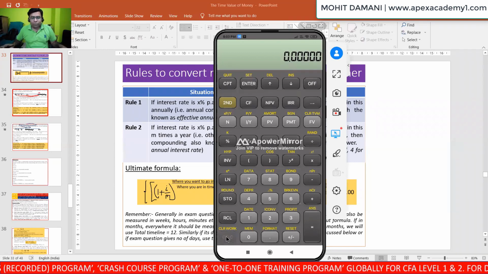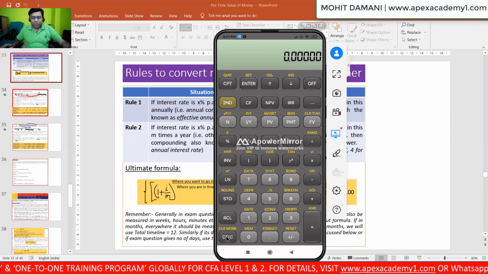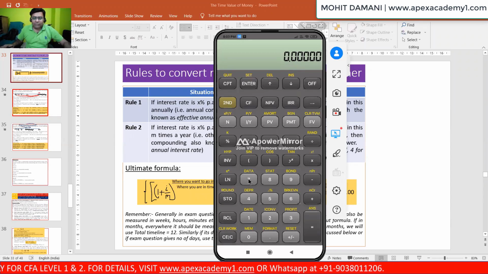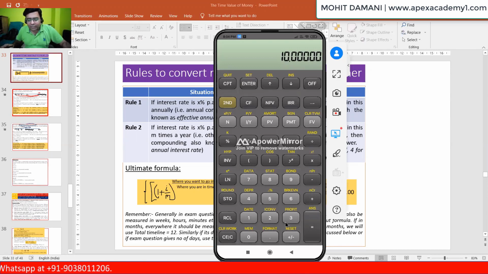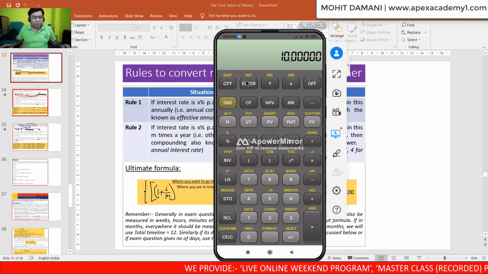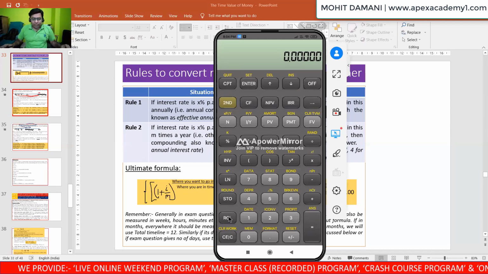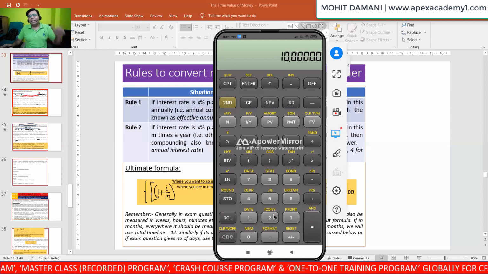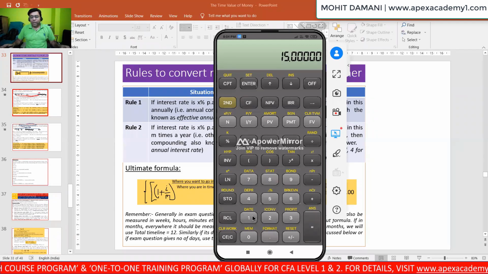Similarly, suppose I want to store the next number, a new number, 7 plus 3. I am taking very easy numbers so that you can understand easily. 7 plus 3 is 10. Now I want to store 10 also along with 15. How will I do that? I will press store 2, enter. Now if you recall 2, you will get 10. If you recall 1, you will get 15, and both numbers are stored. Let me show it. Recall 2, you get 10. Recall 1, you get 15.